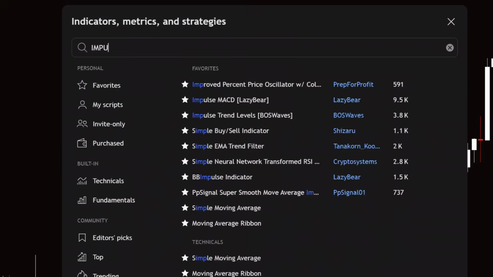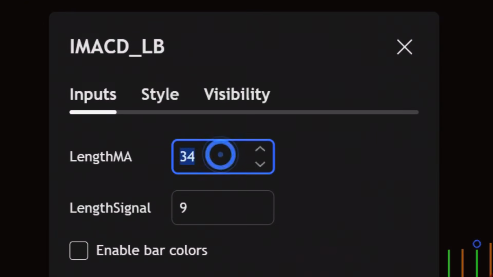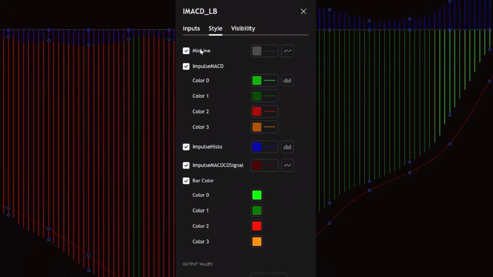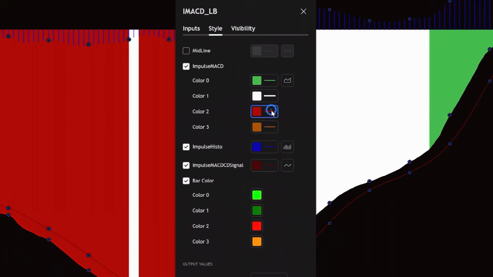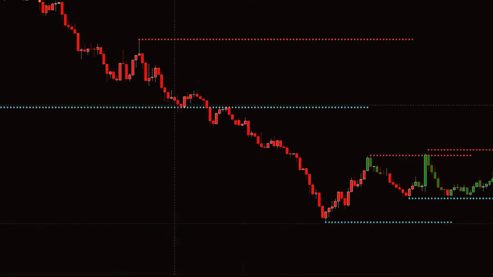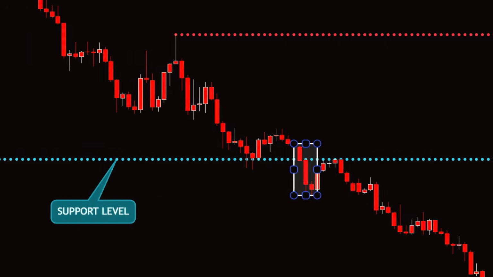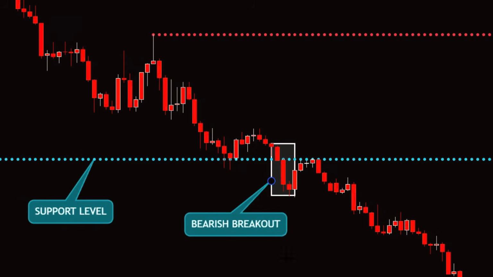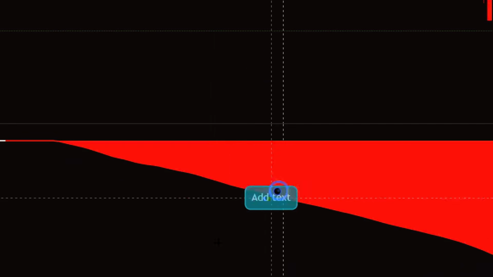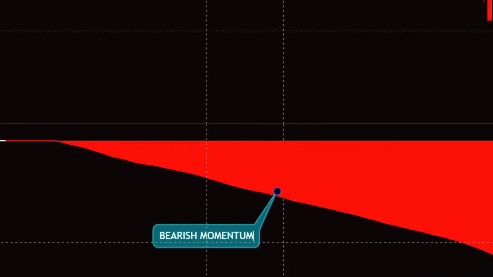Now bring in the impulse MACD. Moving average length 127, signal length 9, green for bullish and red for bearish, white when it's just noise. So say price smashes through a support level and drops below it. Check the MACD. If it's red, that's bearish momentum lining up with your break. And now you've got a high probability sell.